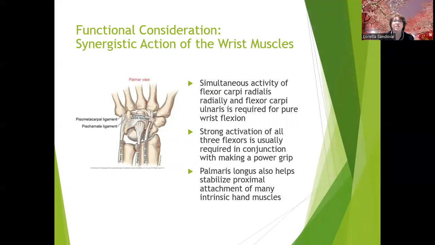So in order to neutralize the ulnar and radial deviation aspects of wrist motion, the flexor carpi radialis and flexor carpi ulnaris have to act at the same time as you're doing wrist flexion to take out the ulnar and radial deviation and get pure wrist flexion. So strong activation of all three flexors is usually required in conjunction with making a power grip, like holding onto a hammer or a pull-up bar, that's a power grip.